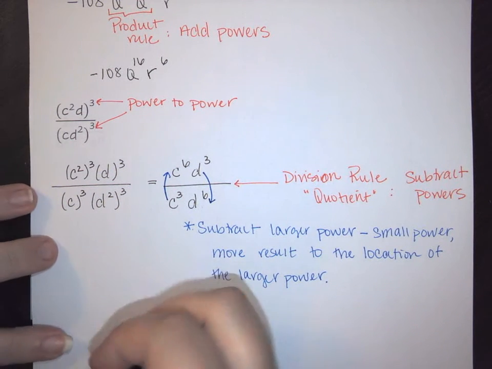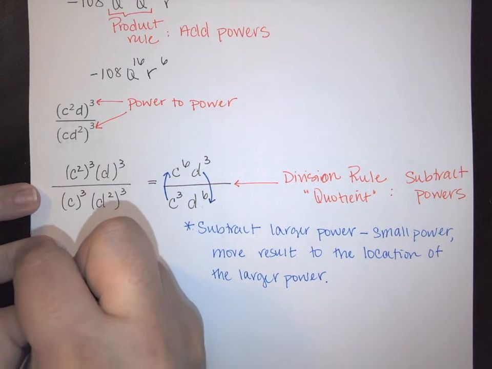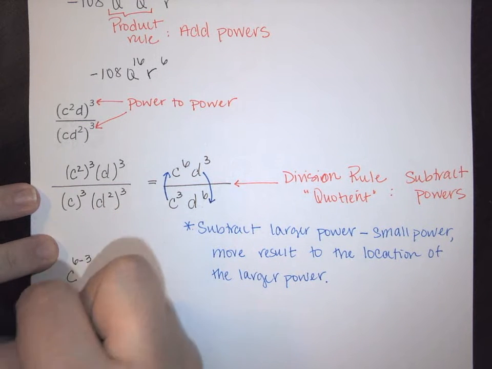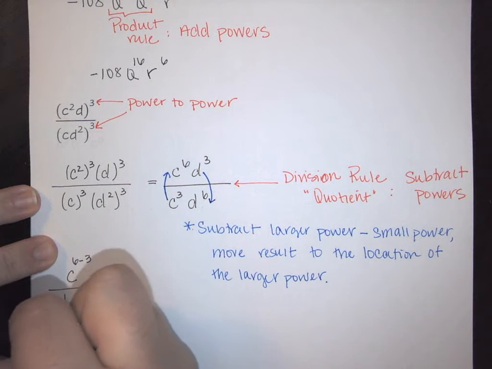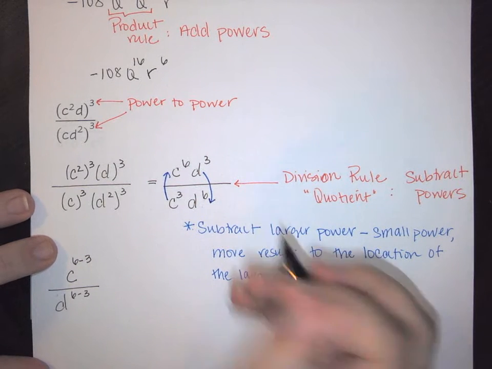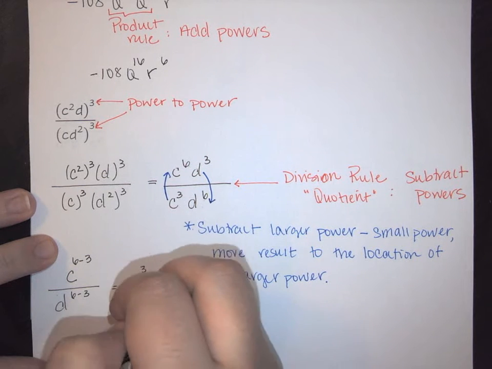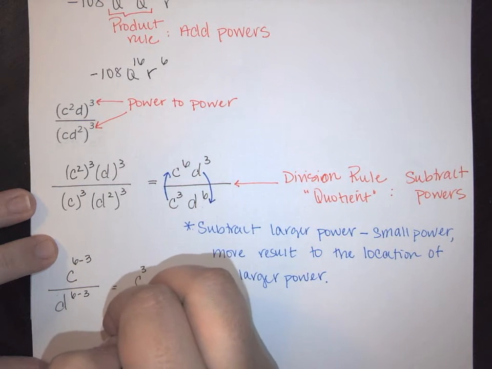So what we're going to have is C to the 6 minus 3 all over D to the 6 minus 3. So in this case, you're going to end up with C to the third over D to the third.